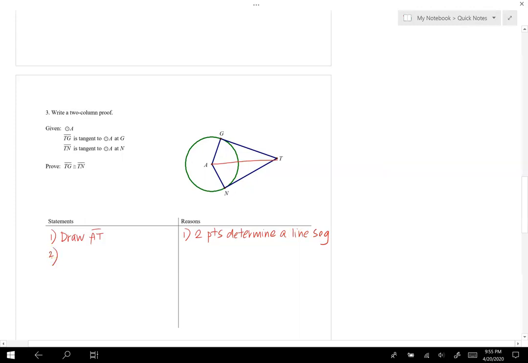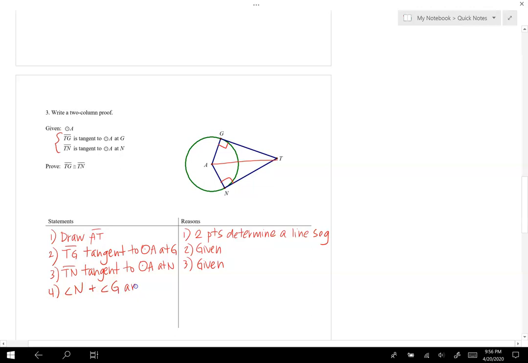So we have circle A. We have tangents. And remember, the segments that are tangent to the circle create right angles. So I've got right angles here. So I'm going to write that first. Segment TG is tangent to circle A at G. And segment TN is tangent to circle A at N. And those are both given. So the next thing we can write is that we know that there are right angles there at angle N and angle G. So angle N and angle G are right angles.